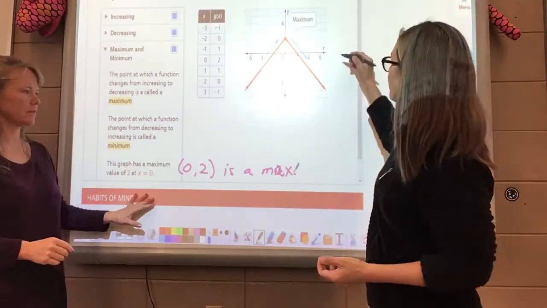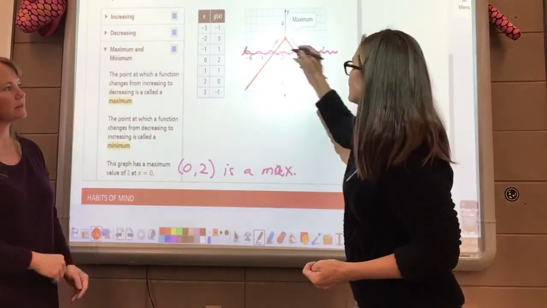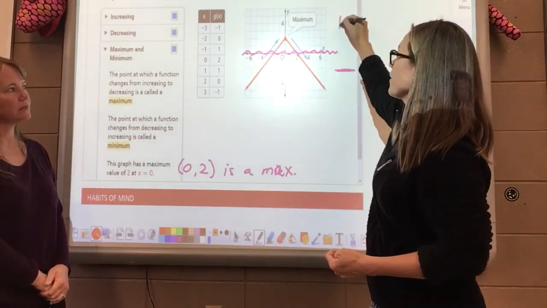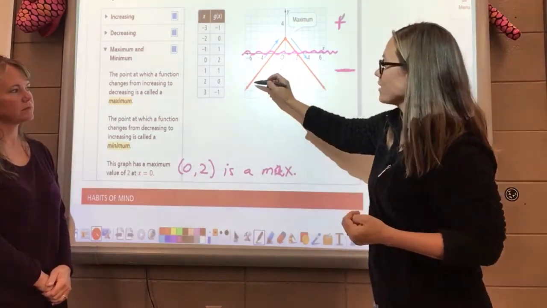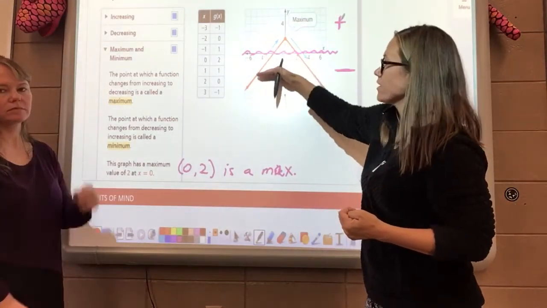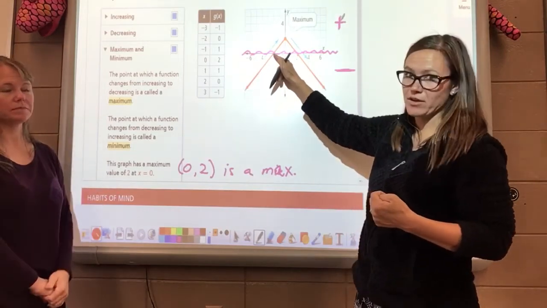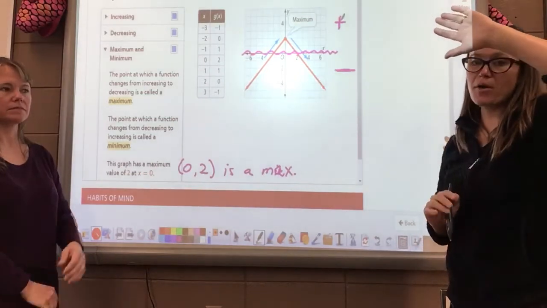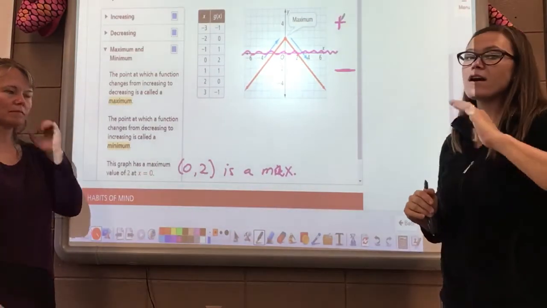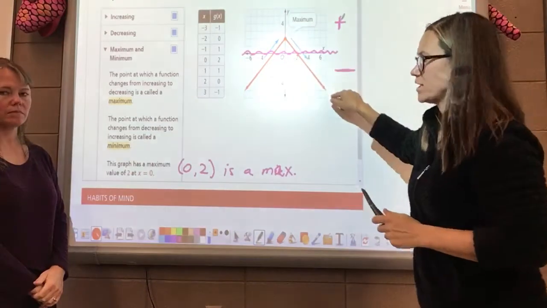Now, what's confusing about this is when we're thinking about this, down here, our values are negative. Up here, our values for our y values are positive. We can have values that are negative, but still have the graph increasing. And so we have two kind of different things that we're talking about. One is positive or negative. The other is increasing or decreasing.